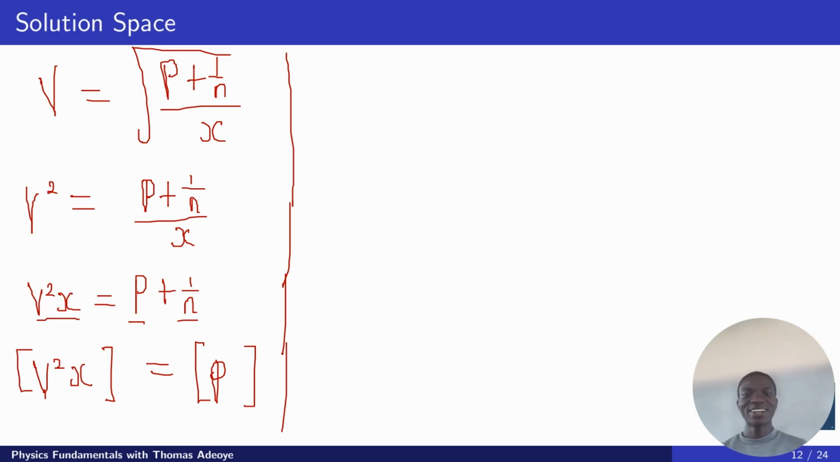Is that clear? And what is v? I know v is velocity, so easily I can find the dimension of velocity. So dimension of velocity will just be what? It will be meters per second. That is the unit of velocity. Meters per second, then squared, and we have x here, right? And that will be equals to the dimension of pressure.